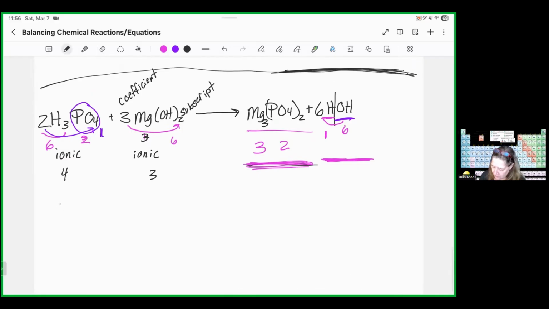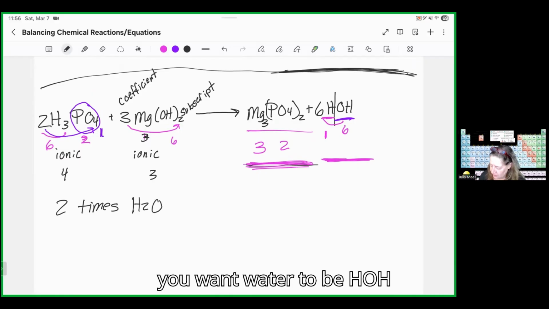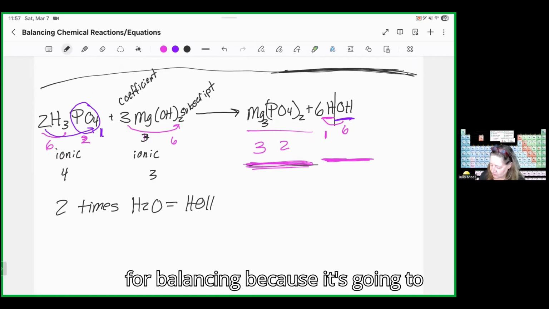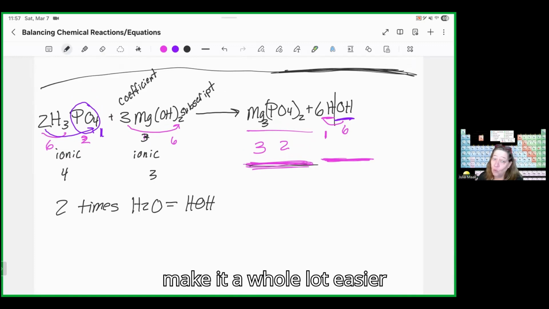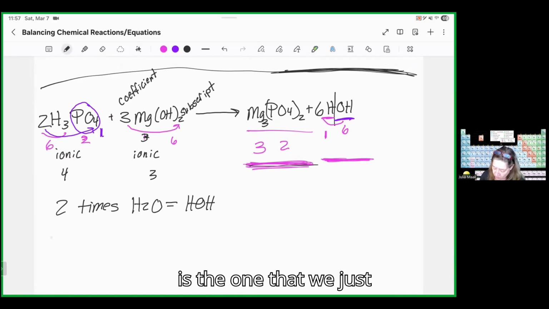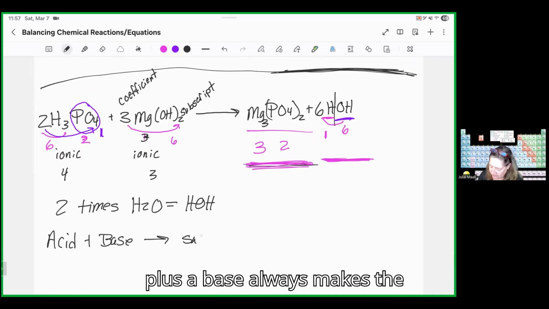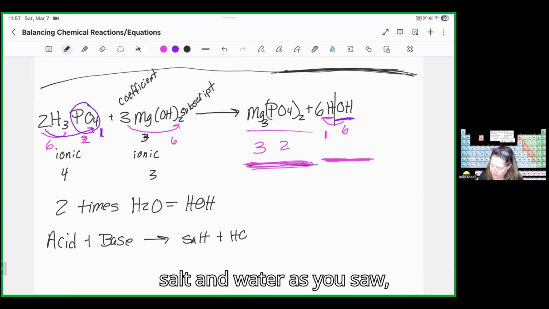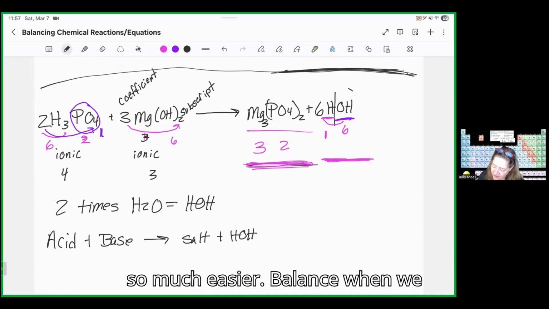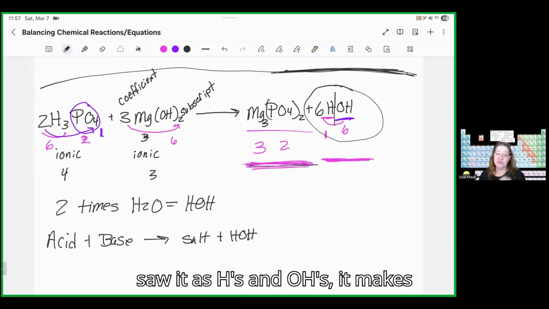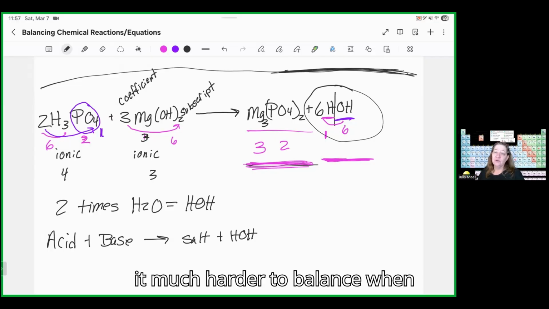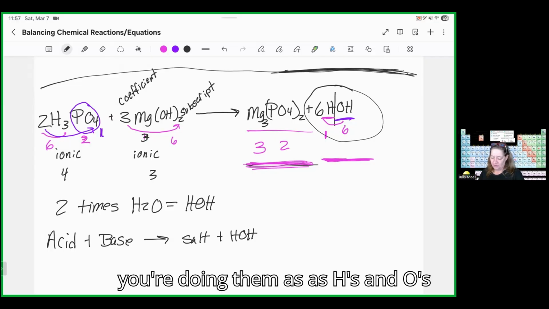So 2 times that you want water to be HOH for balancing, because it's going to make it a whole lot easier, is the one that we just looked at, which is an acid plus a base. Always makes the salt and water. As you saw, so much easier to balance when we saw it as H's and OH's. It makes it much harder to balance when you're doing them as H's and O's separately.